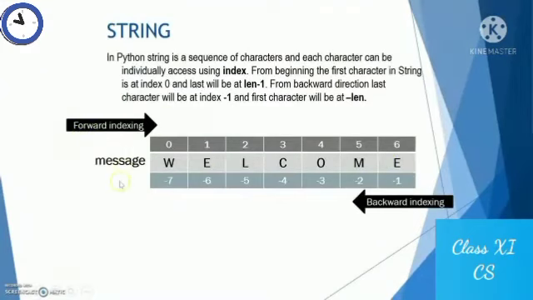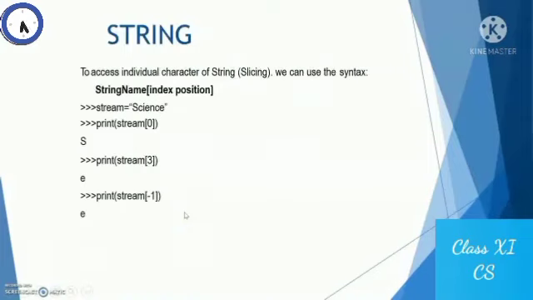In Python, a string is a sequence of characters and each character can be individually accessed using an index. From the beginning, the first character in the string is at index 0 and the last will be at len minus 1. From the backward direction, the last character will be at index minus 1 and the first character will be at minus len. To access an individual character of the string, there is one technique called slicing.